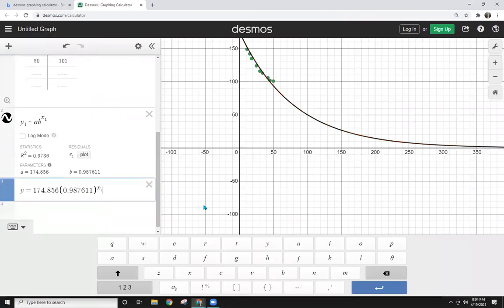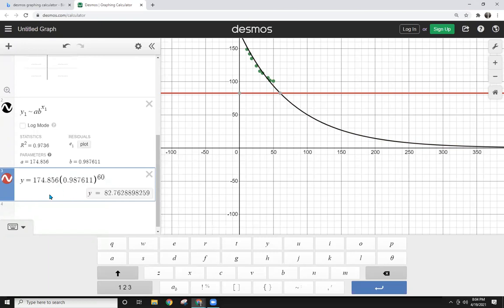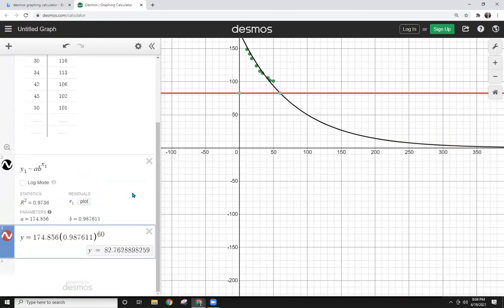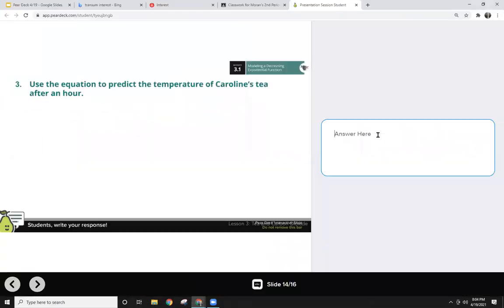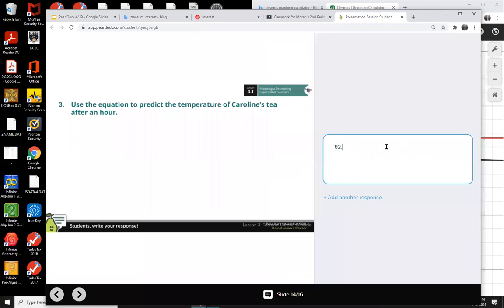So the x would be to the 60th power. It would be that. So pretty simple. You just type in the time that you want, and it's going to give you, so for 60 minutes, the temperature is going to be 82.763. 82 point, what was it? 82.76. Let's just keep it like this.